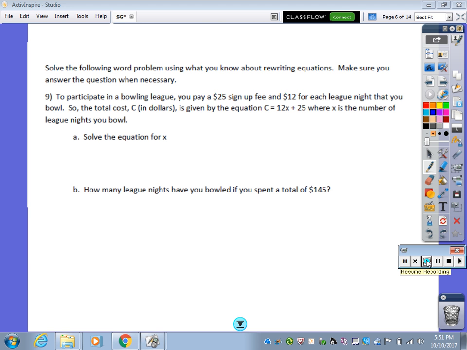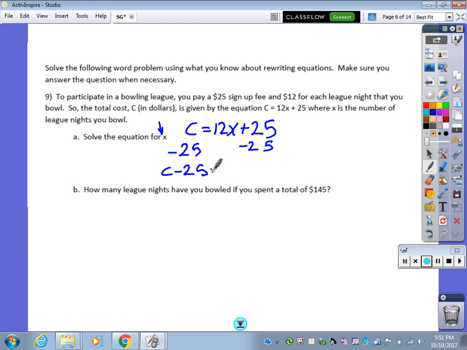Let's look at the word problem together. We have an equation that's given. We want to solve this equation for x. So let's subtract 25 from each side to leave x alone. C minus 25 is equal to 12x. Let's divide each side by 12. Then x will be equal to c minus 25 over 12.